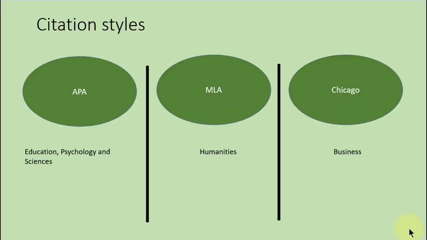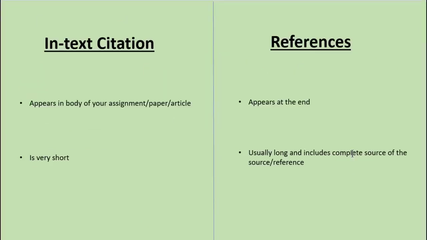So some common citation styles include APA, which is also called American Psychological Association, and that is mainly used in education, psychology and sciences. And there is another citation style which is also called MLA, Modern Language Association, and that is mainly used in humanities. And there are others, for example, Chicago, which is mainly used in business, and Harvard and some other styles.